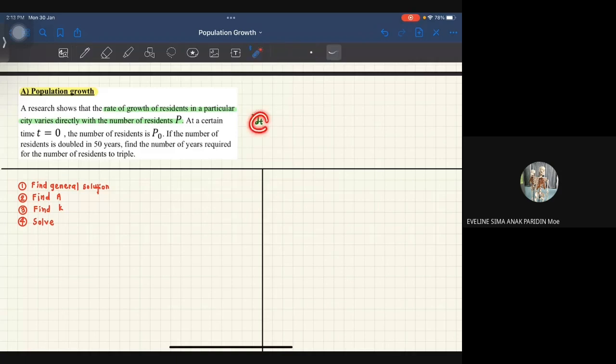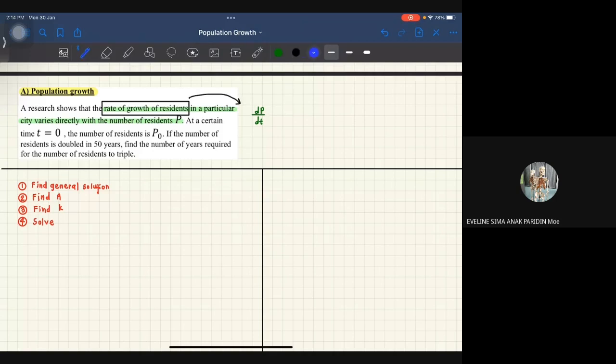Okay, so dia change over time. Dia mesti pasal rate lah, berkaitan kadar perubahan. Okay, and then dia kata dekat situ rate of growth. So rate of growth, you can denote it as dP. Kita buat macam dP over dt. Okay, so this dP/dt stands for rate of growth of residents. Okay. So this one stands for this one lah, rate of growth of residents.